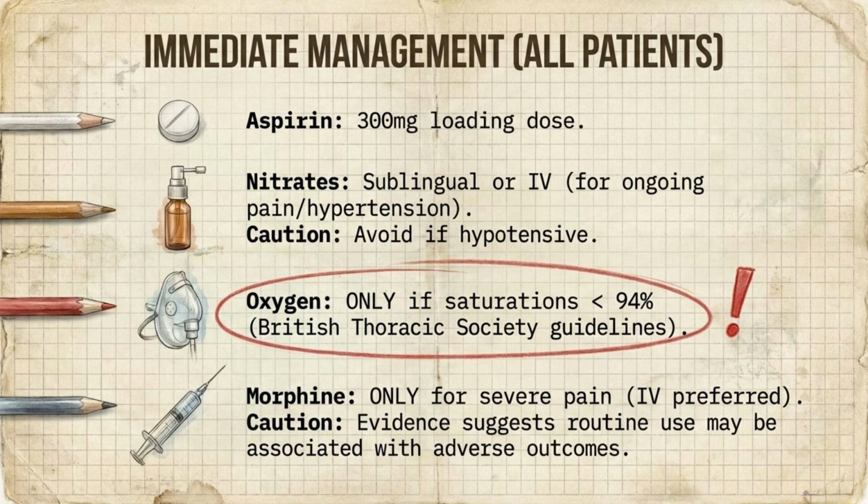Let's start with oxygen. For decades, it was automatic. Chest pain. Here's an oxygen mask. The logic seems simple, right? Heart needs oxygen, so give it more. Makes sense to me. So why did we stop?